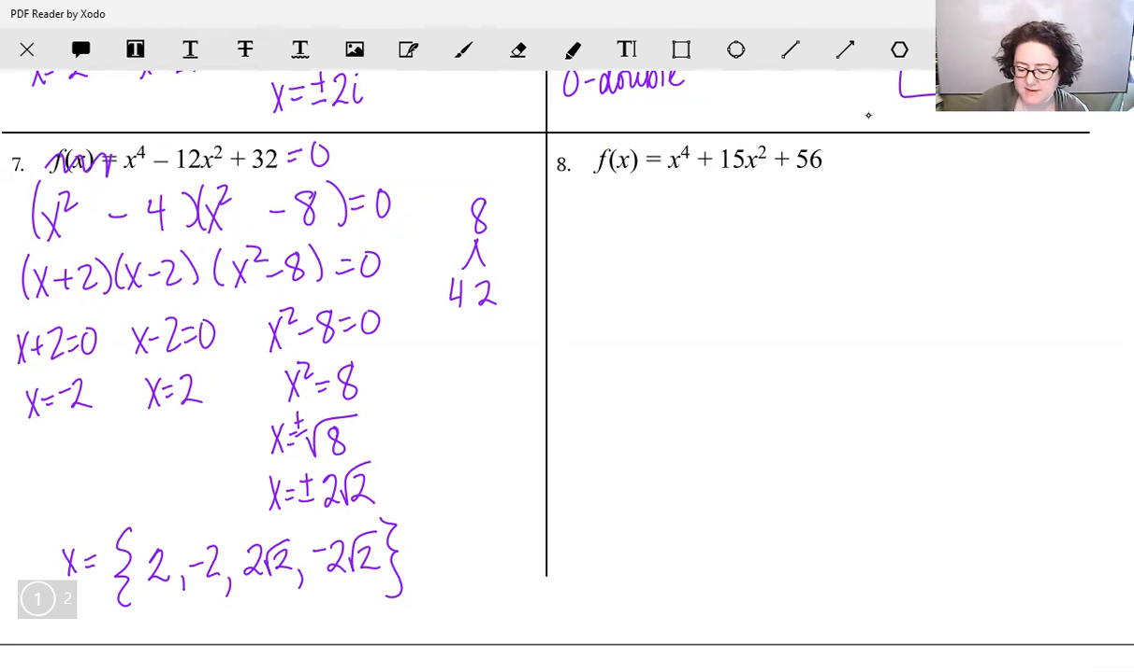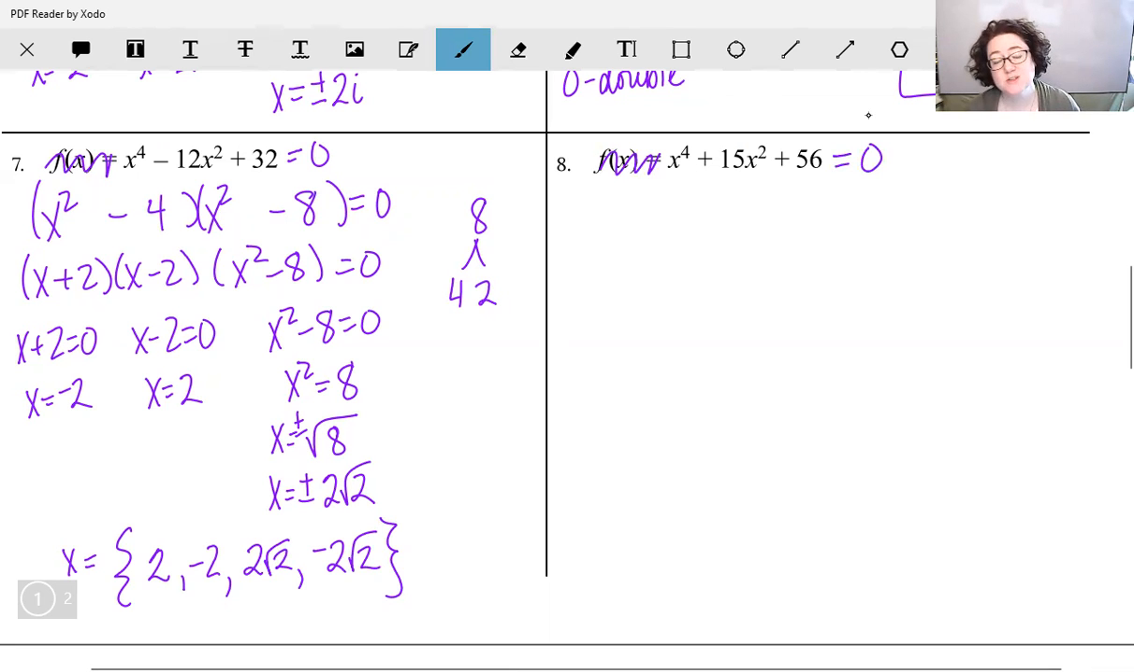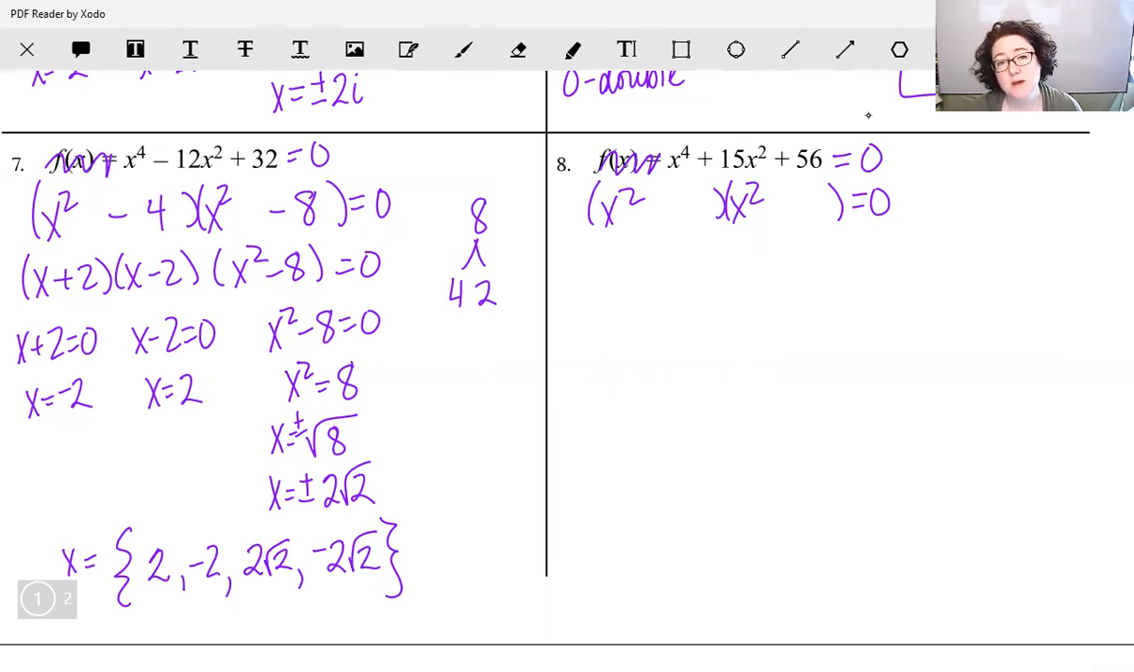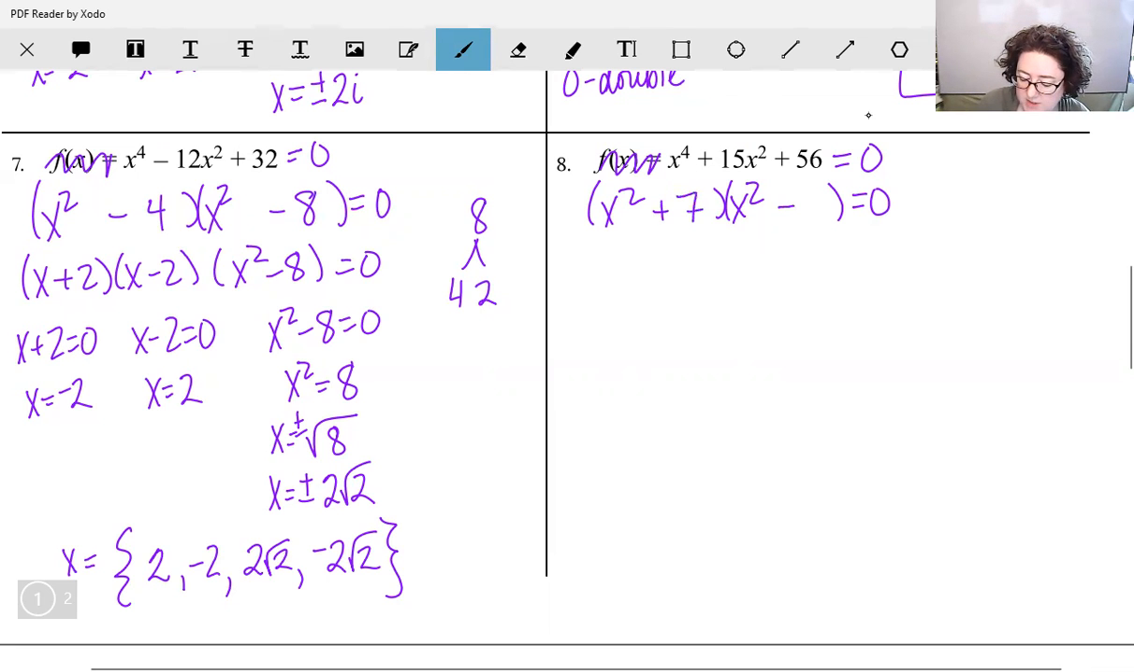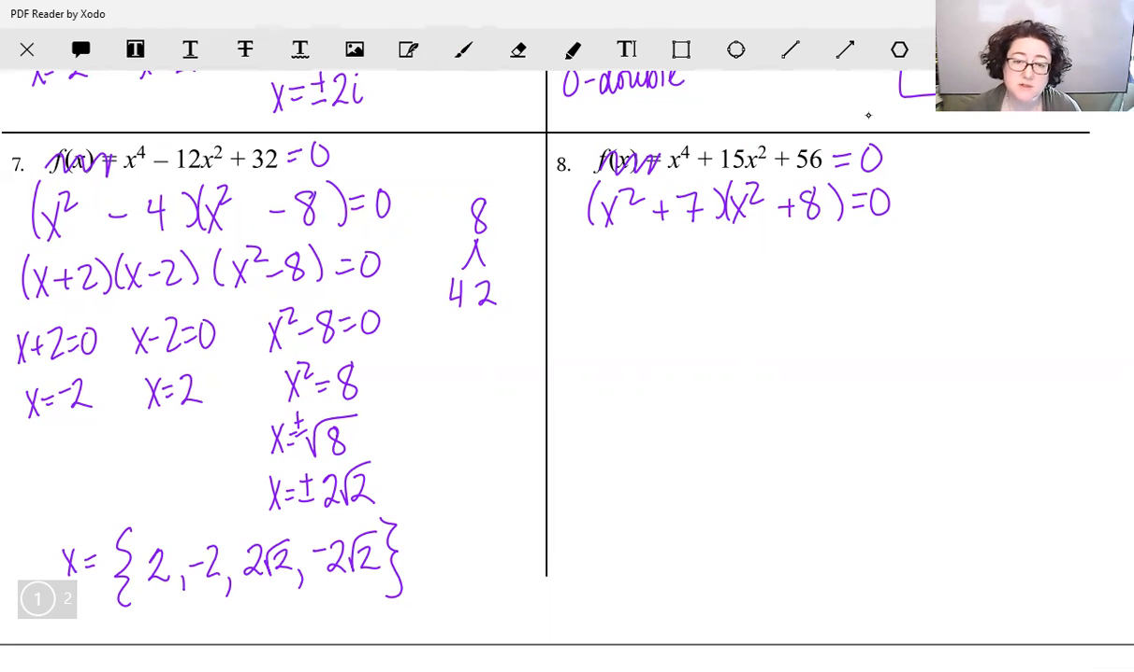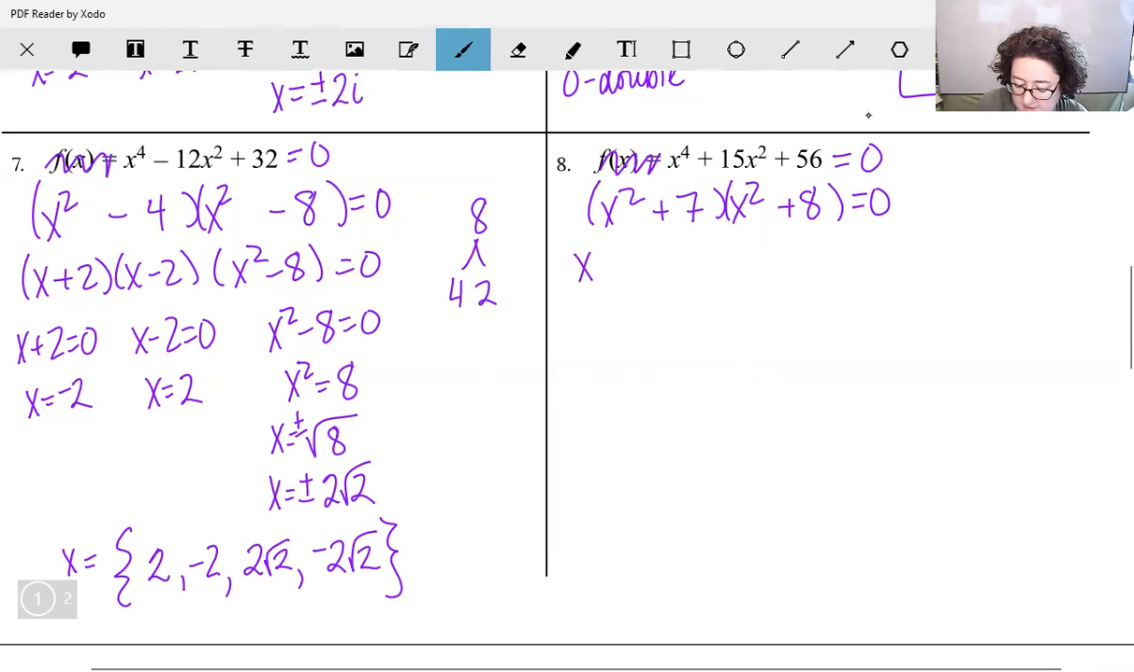Okay, just like number 7, we have our leading term of x to the 4, which I can divide up as an x squared and an x squared. We have 56, and let's see, we're trying to keep everything positive, all positive signs on our factoring. So we could use a +7 and a +8. And again, unfortunately, neither one of those factors any further. So let's set each one equal to 0 and solve out.